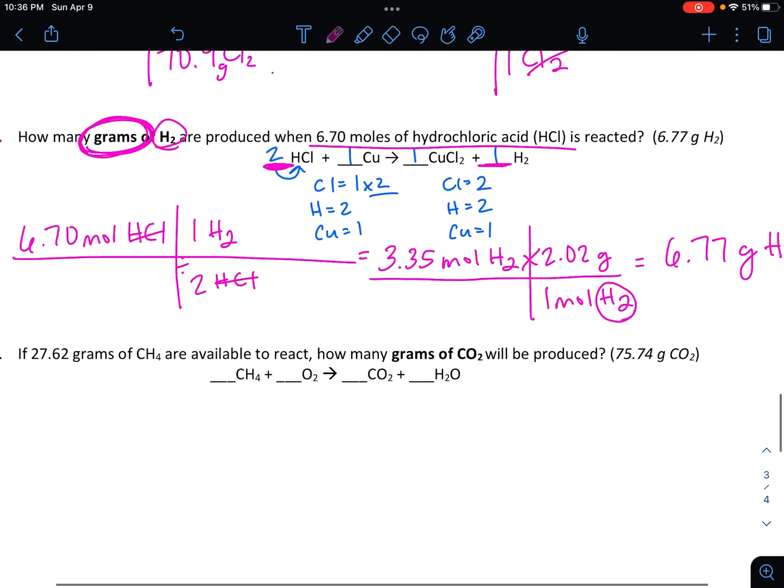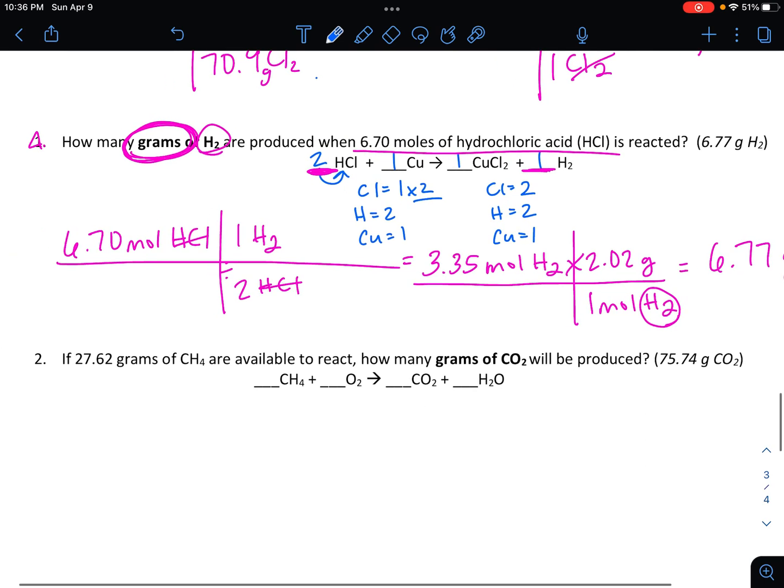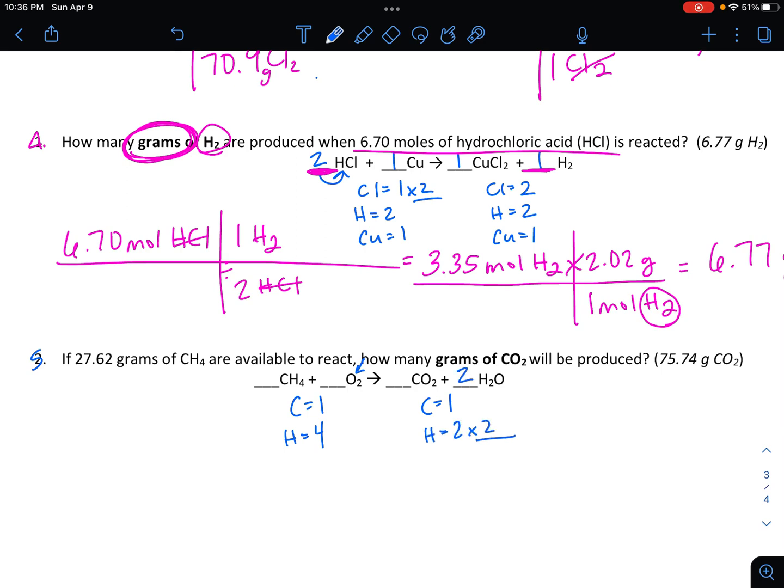All right, let's go ahead and do this last one. Again, this should really be question number 5. So I'm going to save my hydrogens, oxygens to last. Let's start with carbon. I just have 1 and 1, so that balances out. I'm going to save oxygens for last because here I have kind of an oxygen by itself. So 4 H's over here, but I only have 2. So how am I going to get 4? I have to multiply by 2.